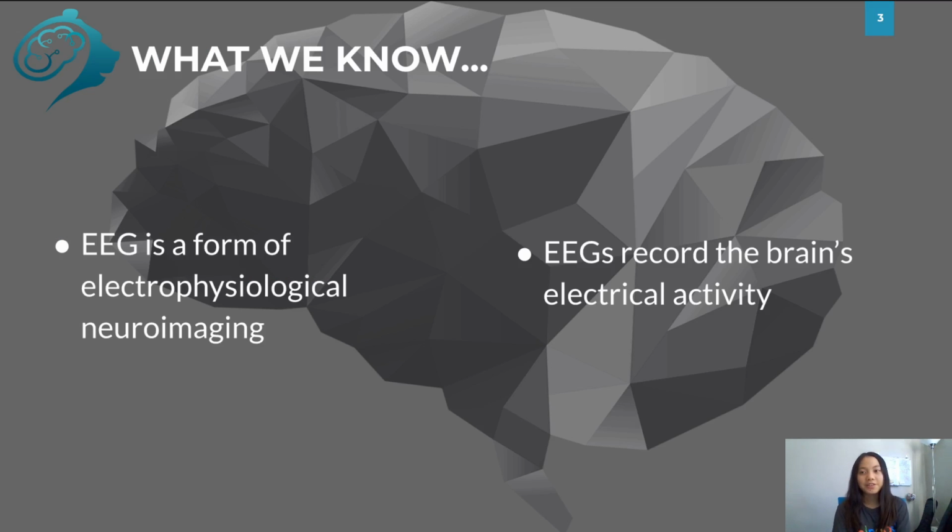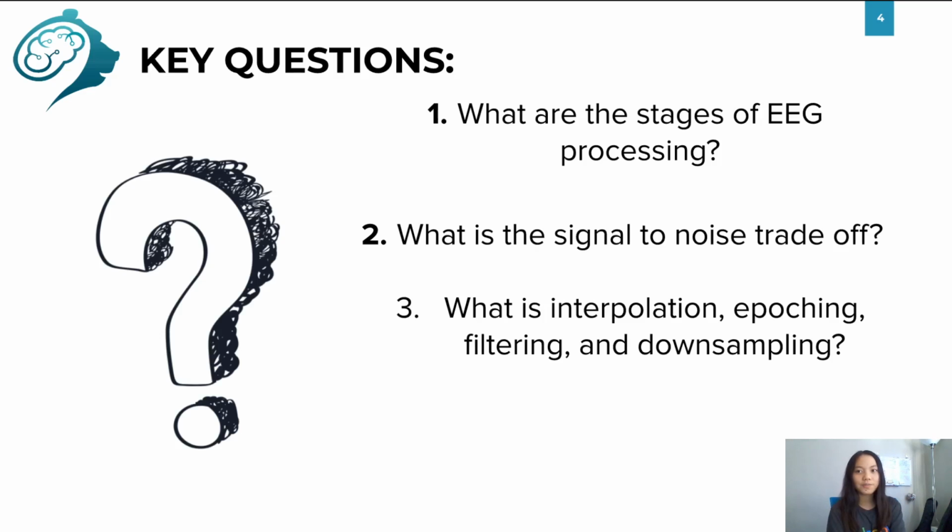And here's what we already know. EEG is a form of electrophysiological neuroimaging, and it records the brain's electrical activity. Some key questions are: what are the stages of EEG processing? What is the signal-to-noise trade-off? And what is interpolation, epoching, filtering, and downsampling?